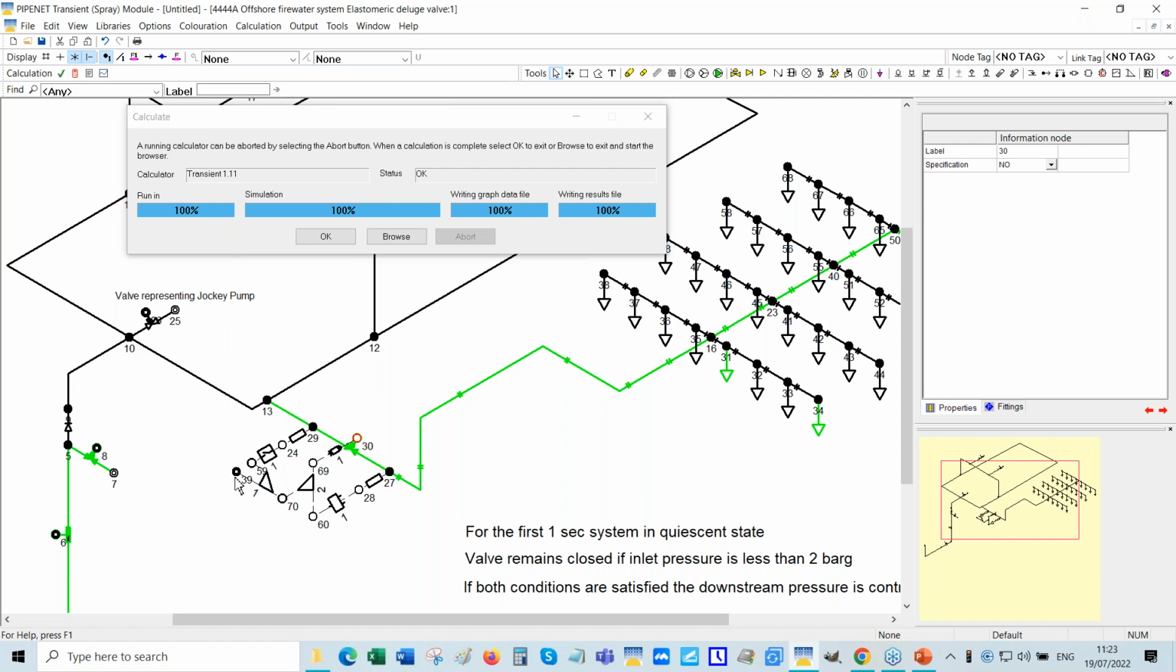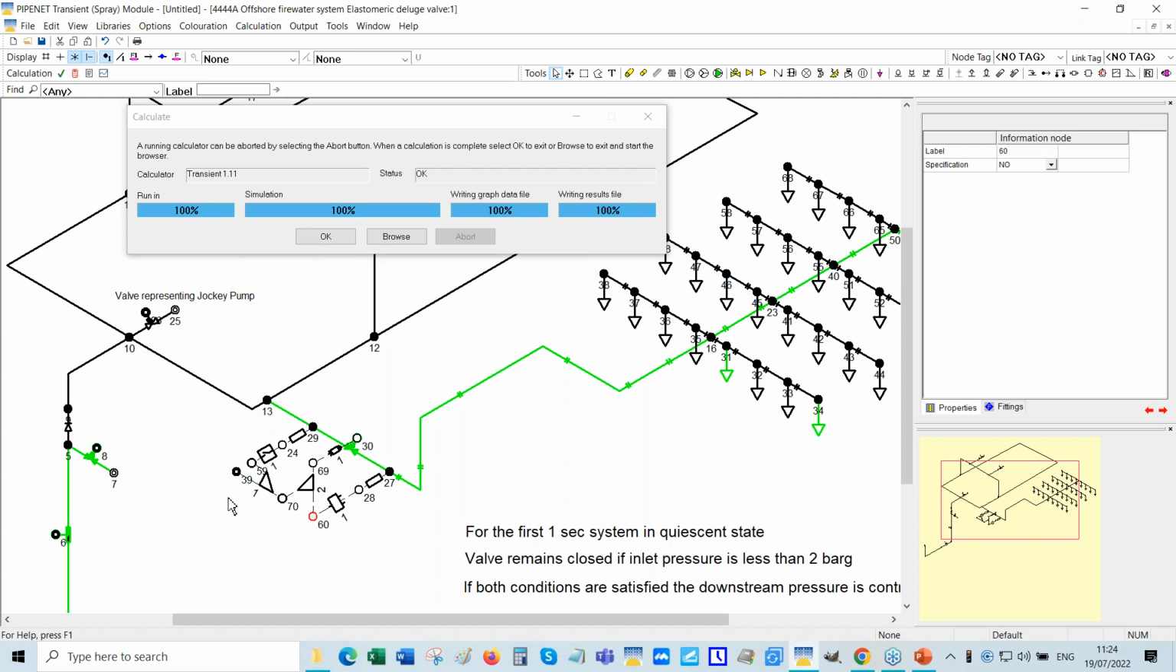But if it's more than 1 second and the pressure here is 2 bar or more, that will switch to 1. And as we know, the output of this PID controller, which is based on the pressure here, can only be between 0 and 1. So this chooses the lesser of the two values. So when these two conditions are satisfied, the value is 1, the value here will be less than 1. So the valve is controlled in that way. That is how we model an elastomeric valve.